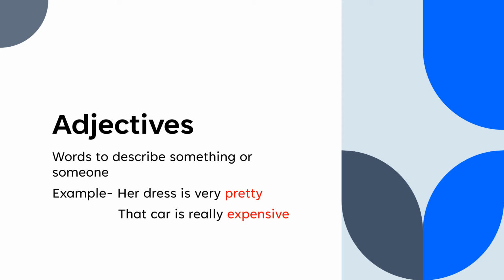Adjectives. These are words to describe something or someone. So, for example, her dress is very pretty. Second sentence, that car is really expensive. Expensive and pretty are adjectives.